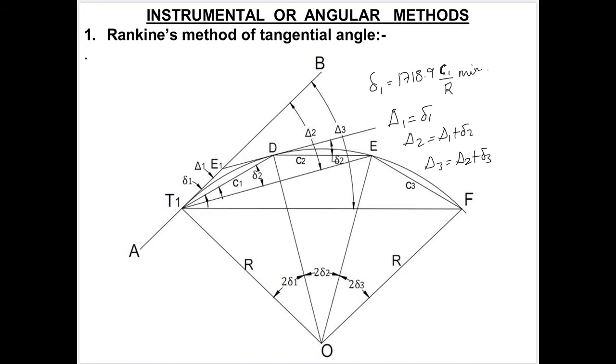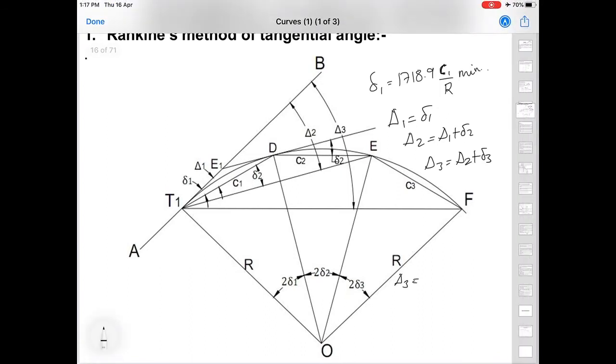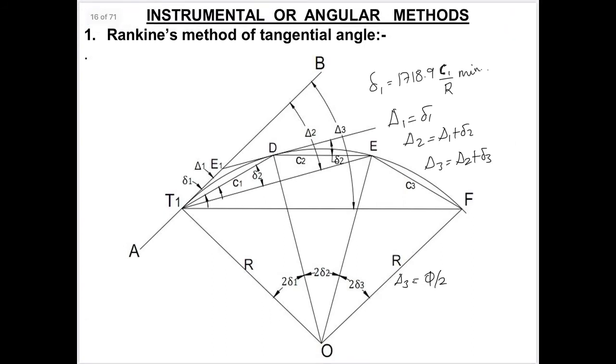Now knowing the position, we can find the points D, E and F, and we have to just join these points T1, D, E, F by a smooth curve. Then we have to check the total deflection angle, delta 3. Because it is the last angle, delta 3 should be equal to phi by 2. If we get the angle equal to phi by 2, then our calculations are right. And phi is your total deflection angle, which may be given.